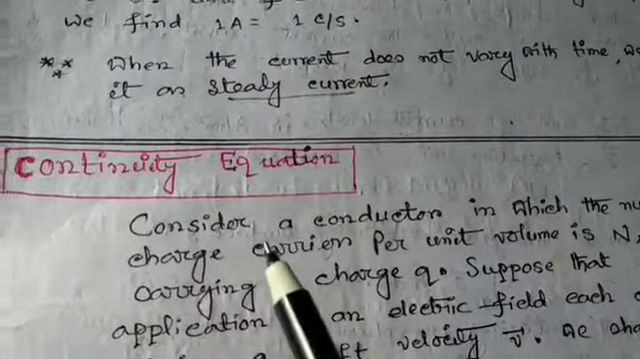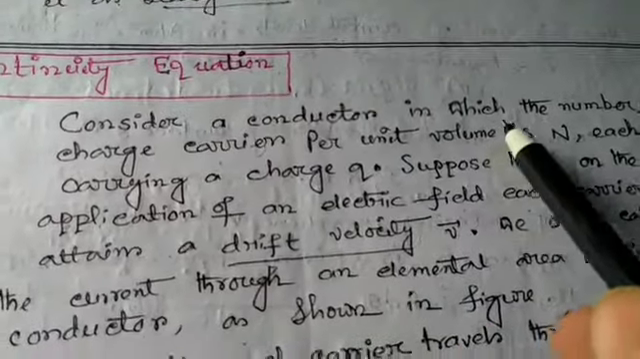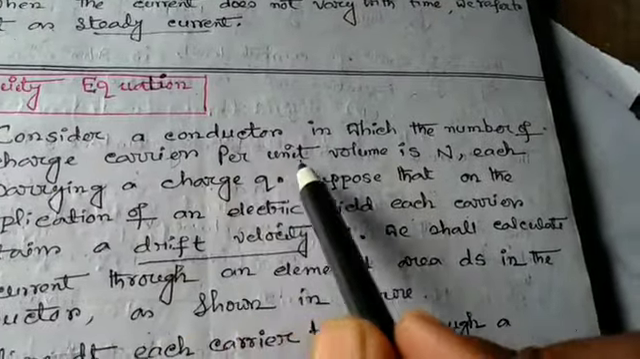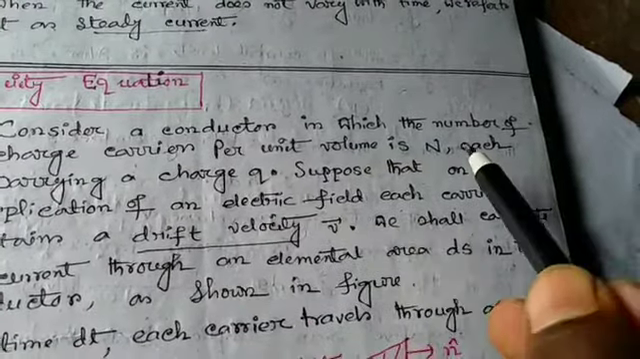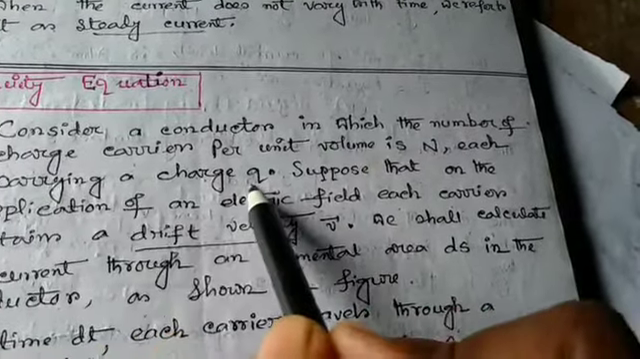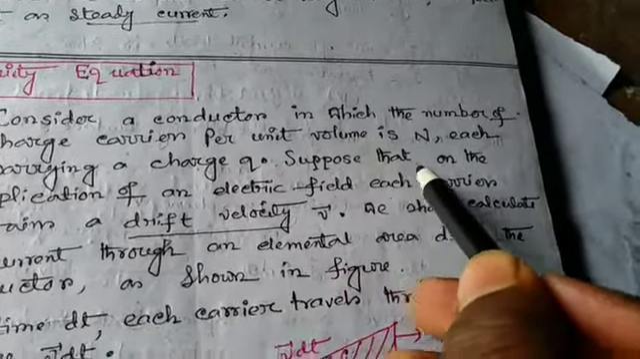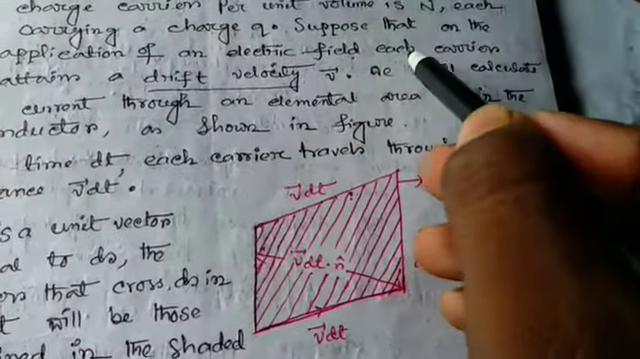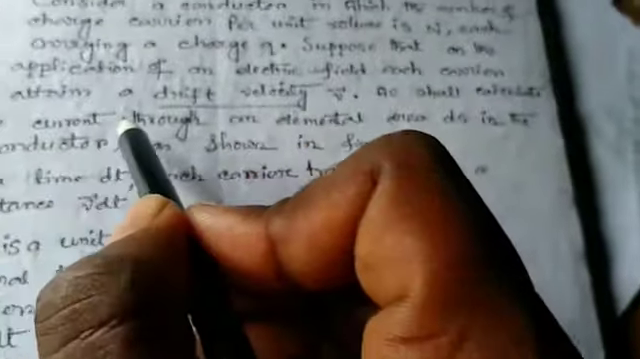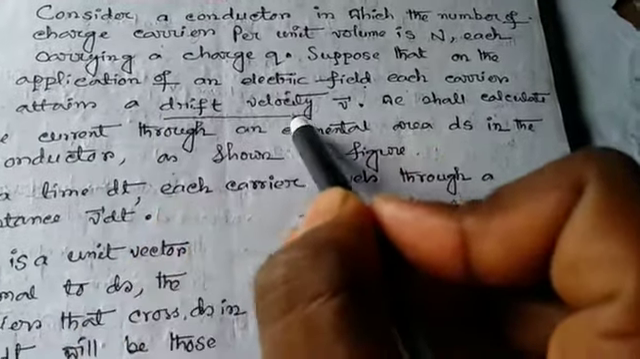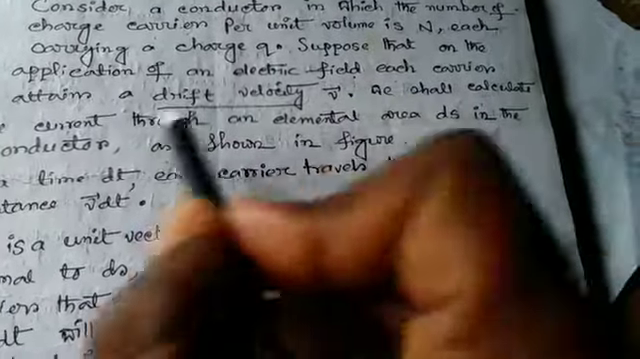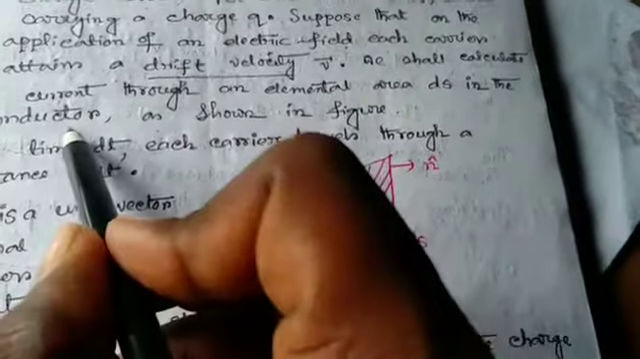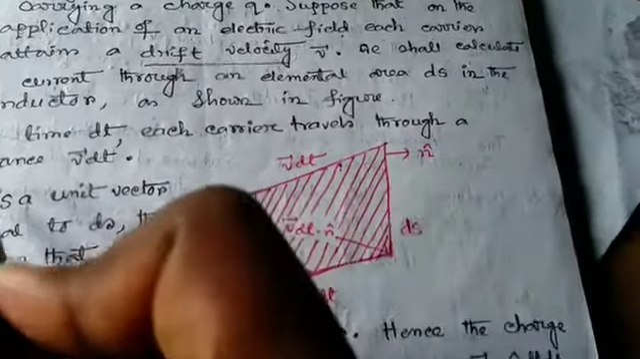Continuity equation. Consider a conductor in which the number of charge carriers per unit volume is n, each carrying a charge q. Suppose that on the application of an electric field, each carrier attains a drift velocity v. We shall calculate the current through an elemental area ds in the conductor as shown in the figure.